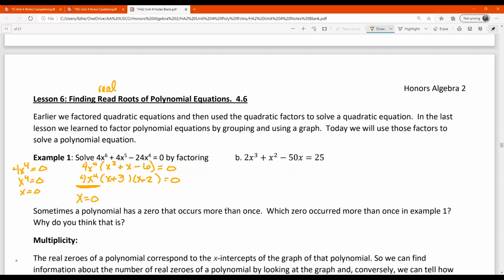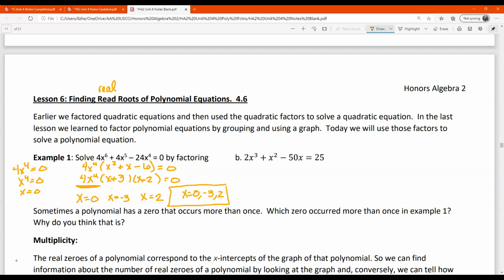Here, we have the zero, x = -3. And here, we have the zero, x = 2. So that would be my answer. You can separate it like that, or you could write 0, -3, 2. Any one of those is fine.